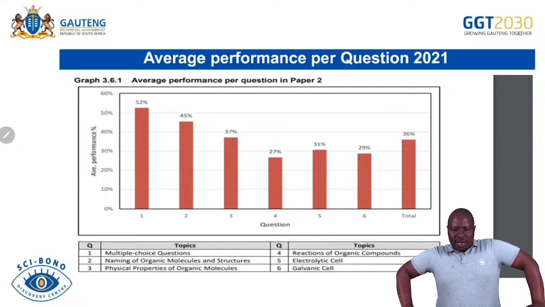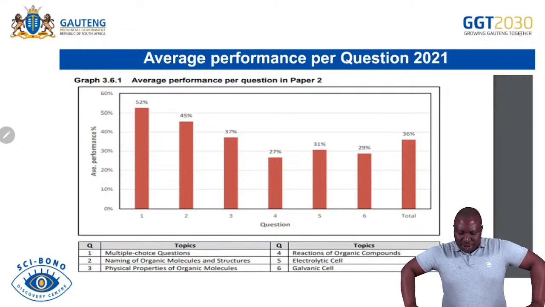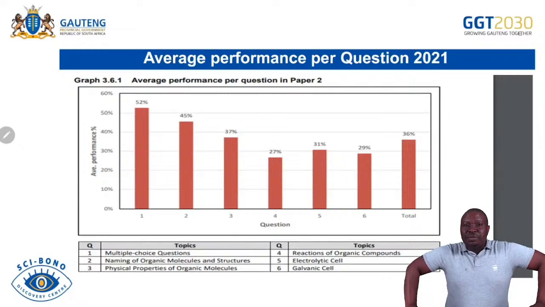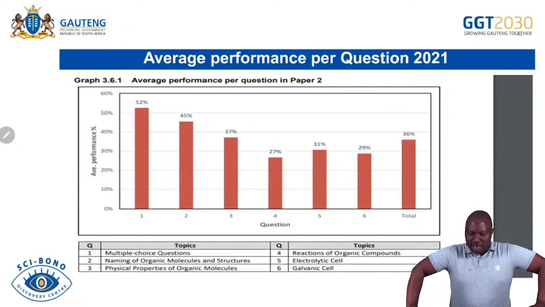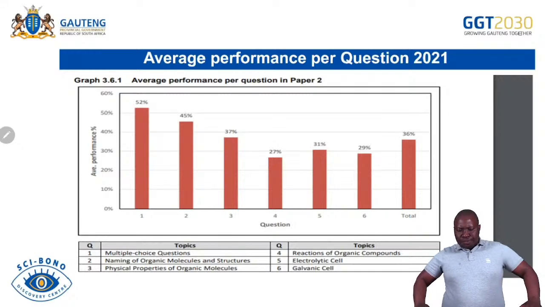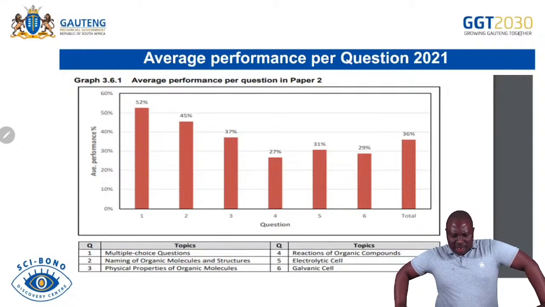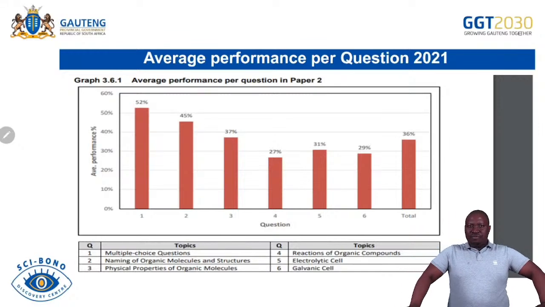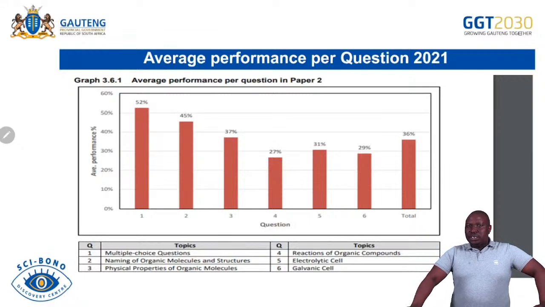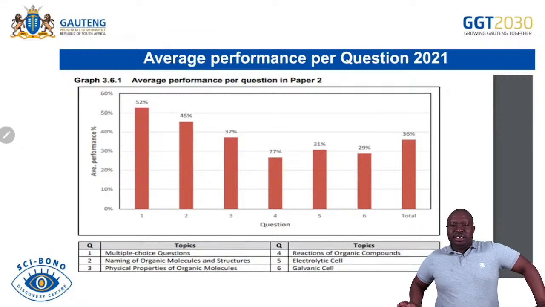In question 1, you are going to be dealing with multiple choice questions. We had 5 multiple choice questions, which is 10 marks. Learners performed at 52% on average nationally on question 1. Question 2, naming of organic molecules as well as isomers, was 45%. Then 37% on question 3, which is physical properties. We do only 4 physical properties: melting point, boiling point, vapor pressure, and viscosity.